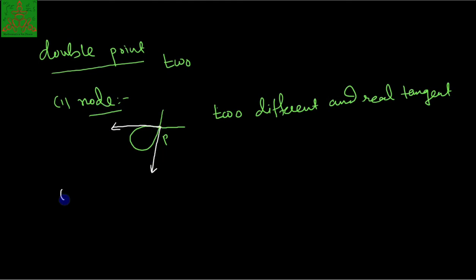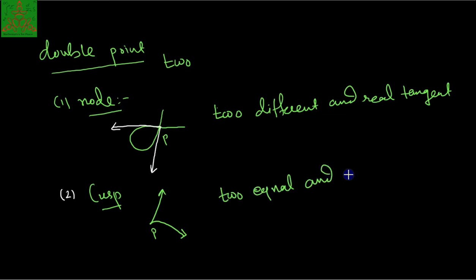The other classification is the cusp. The cusp is this type of figure. There is a graph, and at this point P you will have a cusp, where you have two equal and real tangents. For both branches you have equal tangents. That means for this branch this is the tangent, and for this branch you have the same tangent.